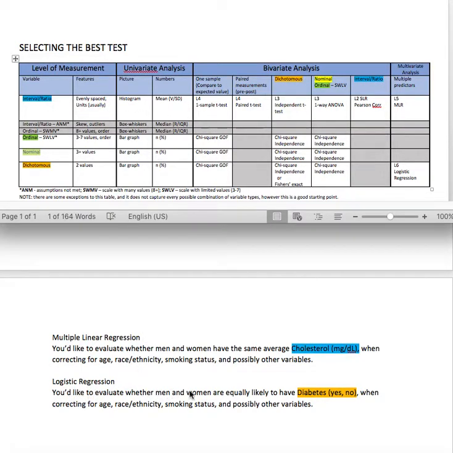You'd like to evaluate that when correcting for, and these could be any correction factors. It could be things in the medical literature that you know impact that relationship. It could be other variables that you collected that you're wondering if they have some kind of a relationship. And so there are a variety of different reasons that we might correct for or adjust for or add other variables into the mix, basically.